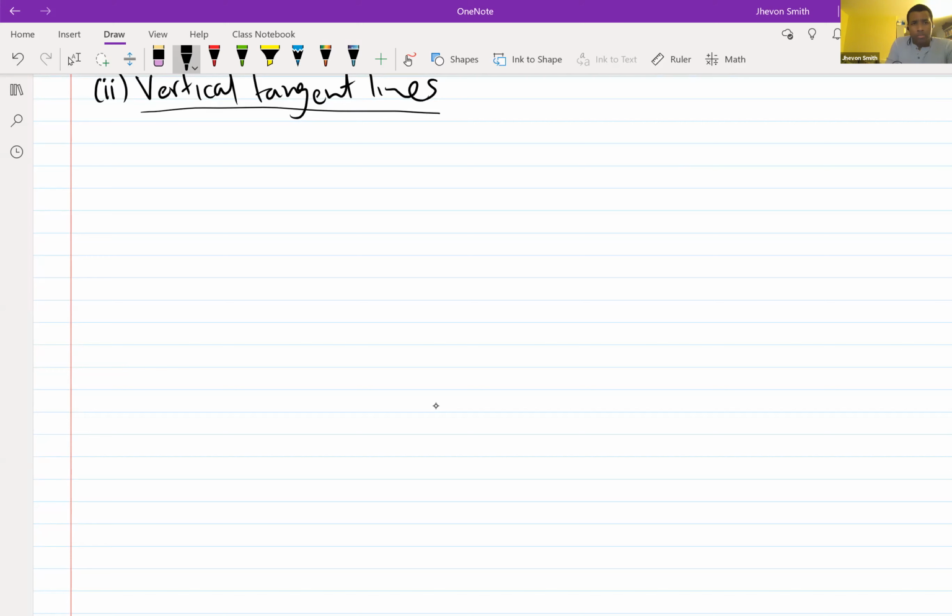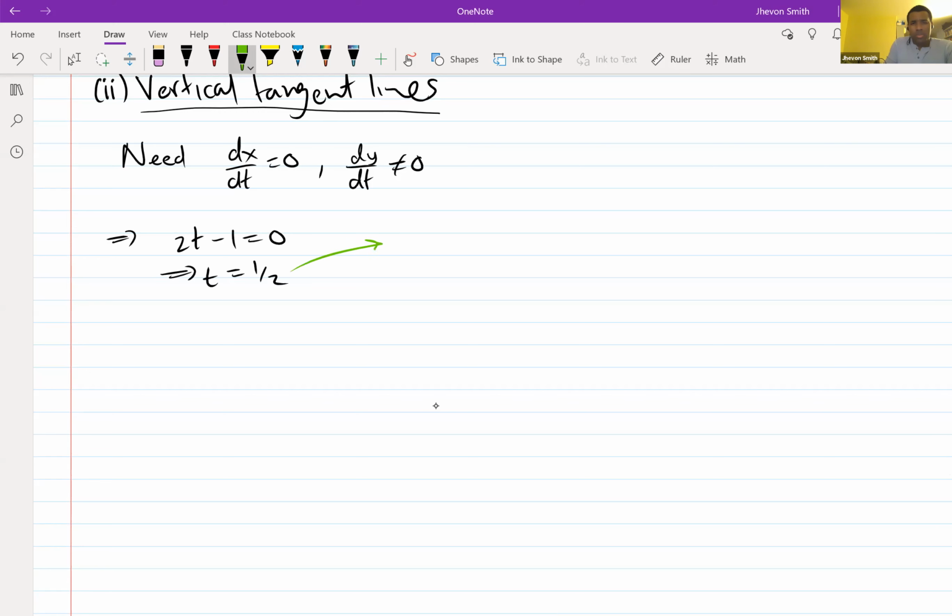But here, we need dx/dt equals 0 and dy/dt not equal to 0. So this means 2t minus 1 equals 0. This means that t equals a half. And of course, just note dy/dt is not equal to 0 for this t value. So we're good. t equals a half is the only point we actually care about.